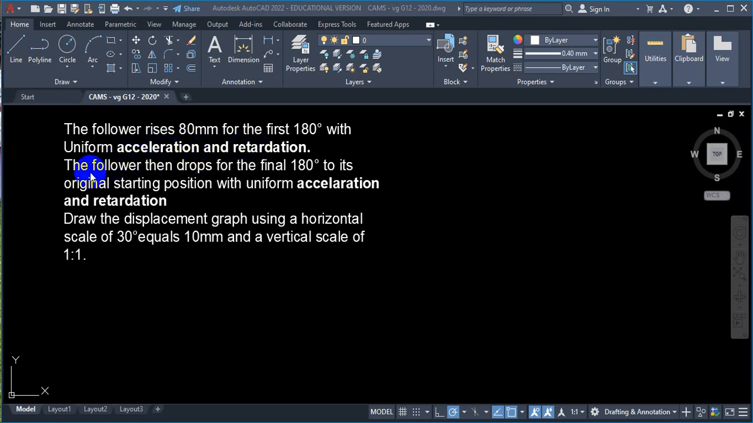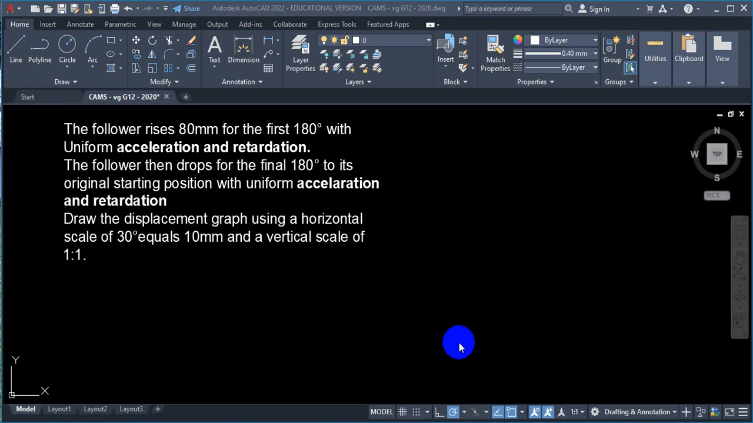Then it says, the follower then drops for the final 180 degrees to its original starting position with a uniform acceleration and retardation. You'll notice that these are the two key words that we need to deal with: acceleration and retardation. Now we need to draw a displacement graph using a horizontal scale of 30 degrees equals 10 millimeters. Vertical scale will be 1:1.